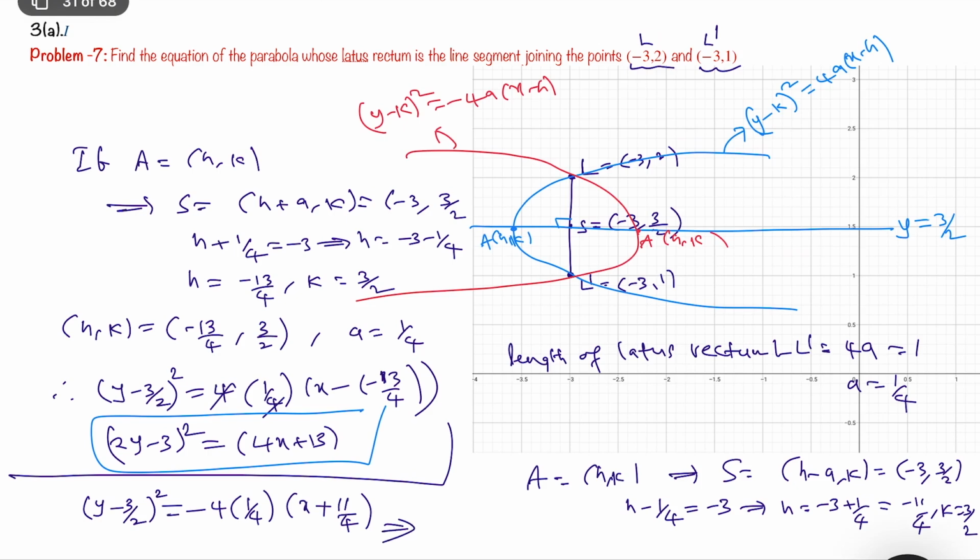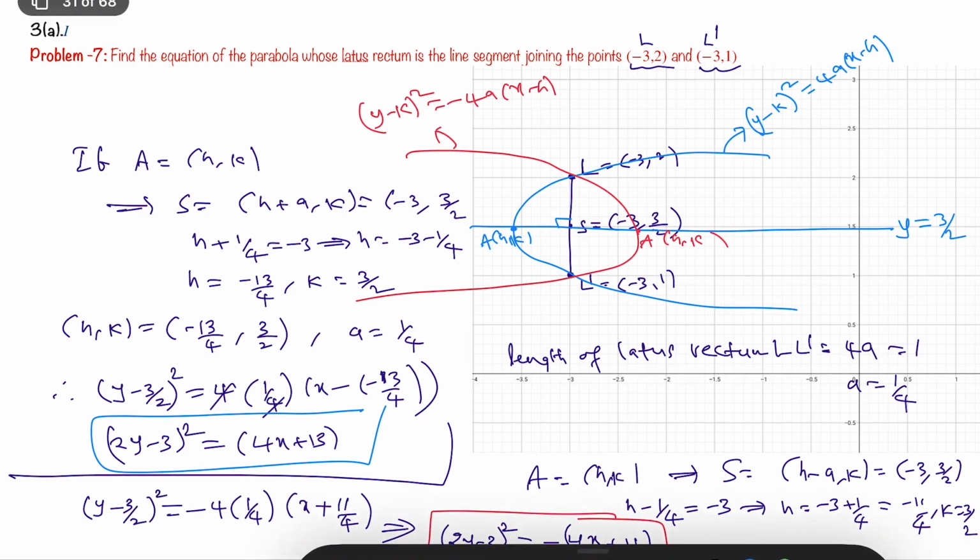Okay, so this gets simplified to (2y minus 3) whole square equal to minus 4x minus 11. Okay, I can write minus of (4x plus 11). Okay, so this is the red parabola which is open left side. Okay, fine.